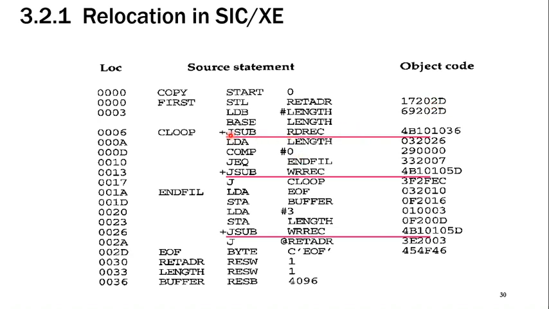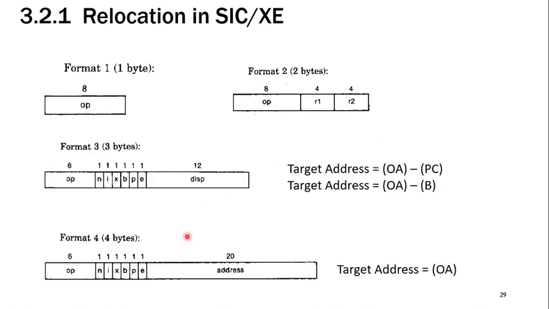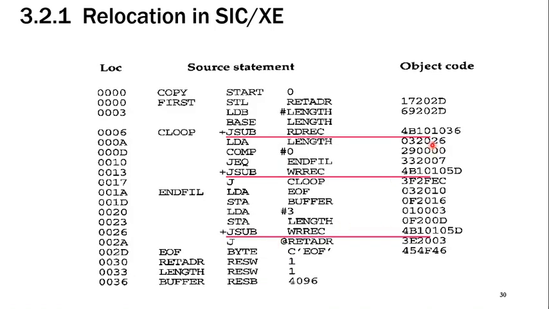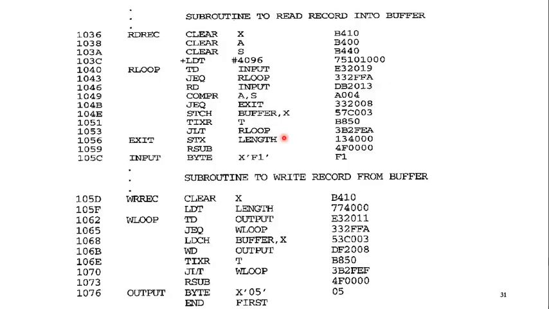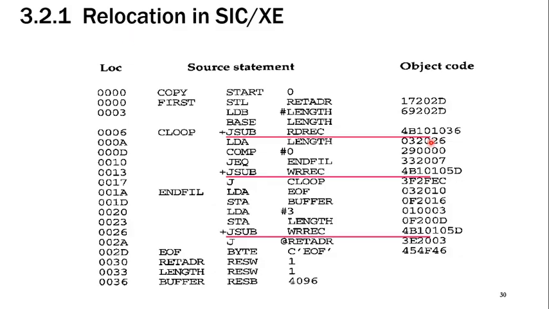Here is an example, which is +JSUB RDREC. In this +JSUB RDREC, the last 5 half-bytes belong to the address field, because in a format 4 instruction the address field itself is 20 bits. These last 5 half-bytes are 01036. Why? Because the operand here is RDREC, and the address of RDREC is 1036. So we generated the object code for this +JSUB RDREC with the opcode and NIXBPE fields, followed by the address, and we consider the target address, which is the same as the operand address.